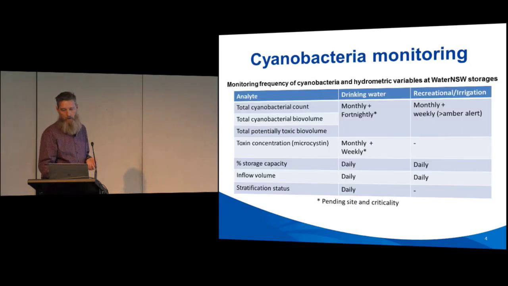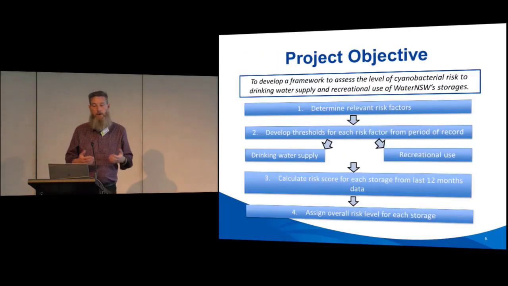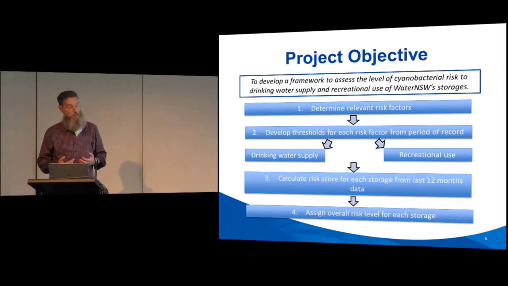So, part of the project, we looked at what the relevant risk factors were, and in this case, for drinking water, it's staying within the prescribed guidelines and our supply agreements with the Sydney metropolitan customers, and also the customers we have in the Shoalhaven area and also the Southern Highlands. We developed thresholds for each risk factor, and we looked at how much data we had and effectively what was low, medium, high risk for basic drinking water supply, but also for a recreational user.